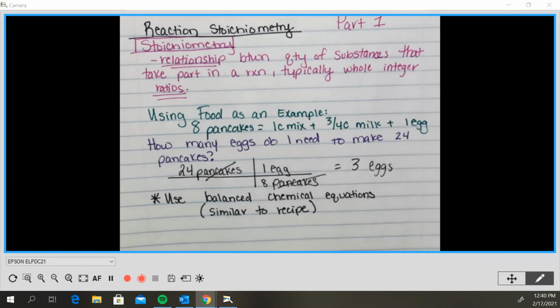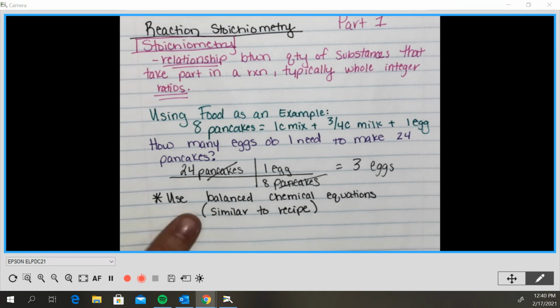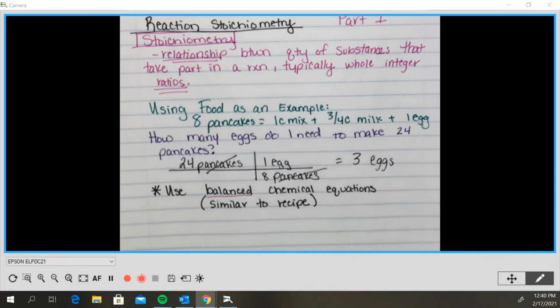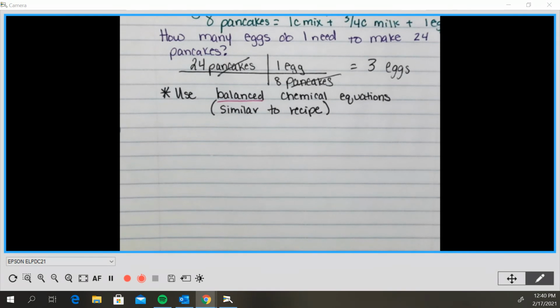If I gave you a recipe to make cookies and I said you need flour, sugar, eggs, milk, vanilla, salt, and baking soda, would you be able to make those cookies? Why? I didn't tell you the quantities. I just said this is what you need. That's why a balanced chemical equation is so important. It tells you specifically how much you need, how much you make, and how much you need in order to make that amount.